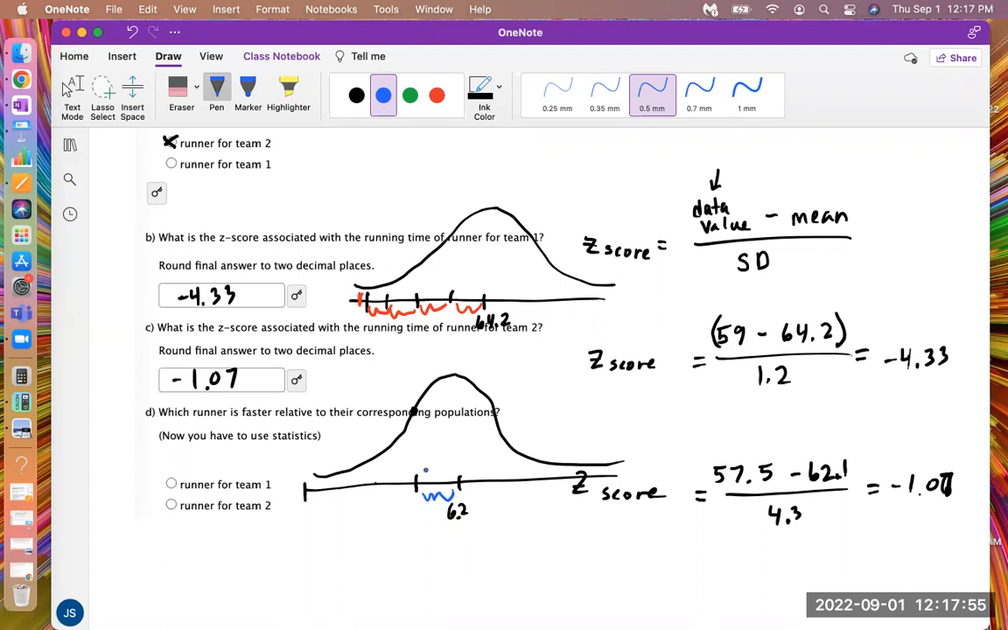Their score is not very far away from the mean, and not very many standard deviations away from the mean. So he is kind of a regular runner. He's a typical runner for that group.